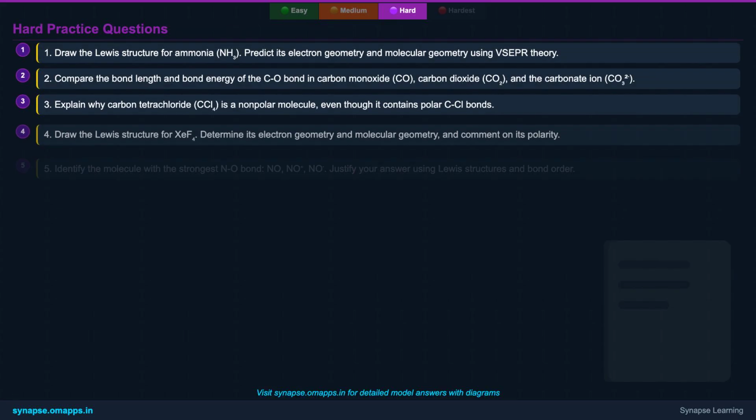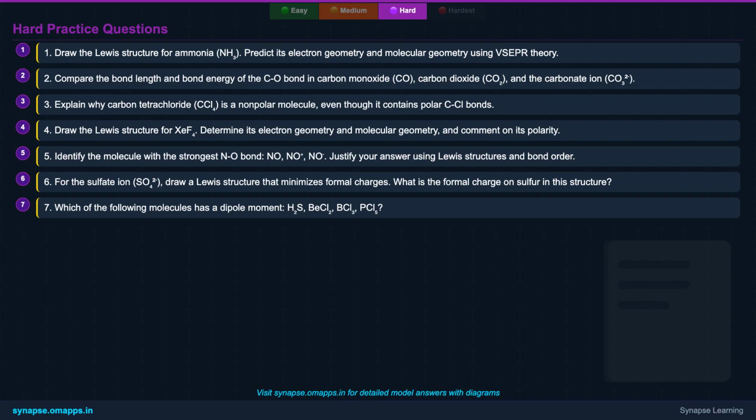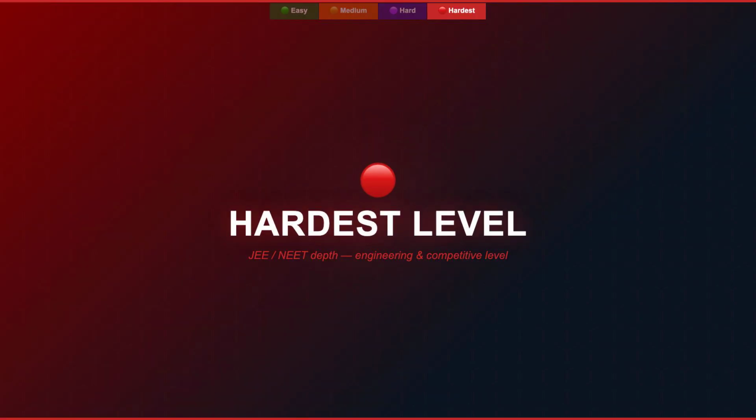Now, challenge yourself with these hard-level questions. For ammonia and XeF4, draw Lewis structures, then predict their geometries and polarity. Compare bond parameters for carbon-oxygen bonds in different species. Explain why CCl4 is nonpolar despite polar bonds. For the sulfate ion, draw a minimal formal charge structure. And finally, identify the molecule with the strongest NO bond and the molecule with a dipole moment from the given options. Good luck!